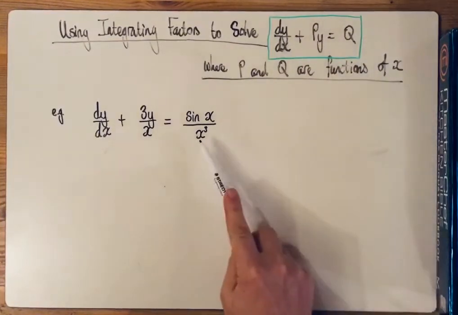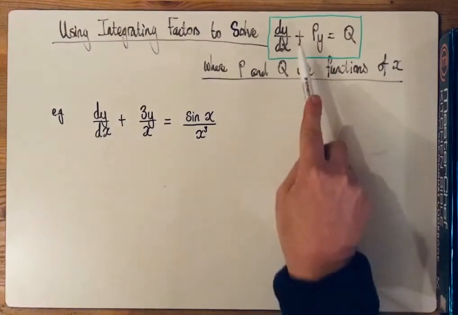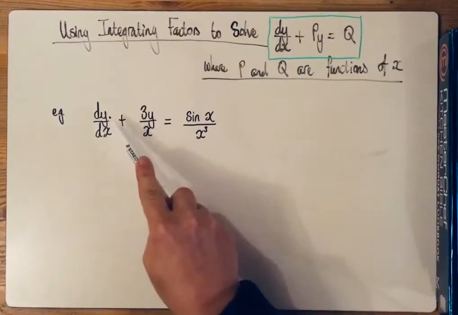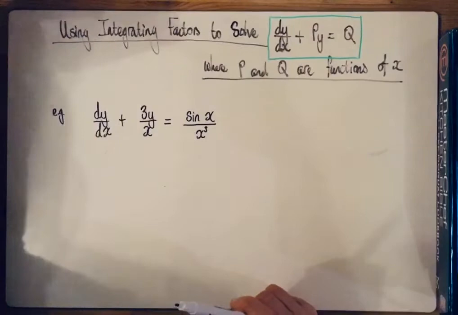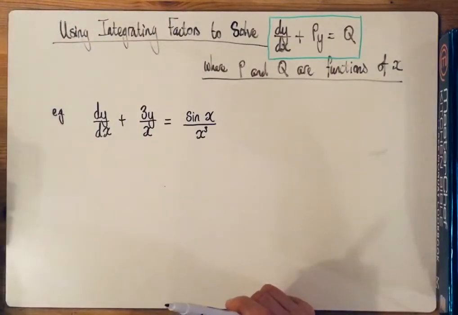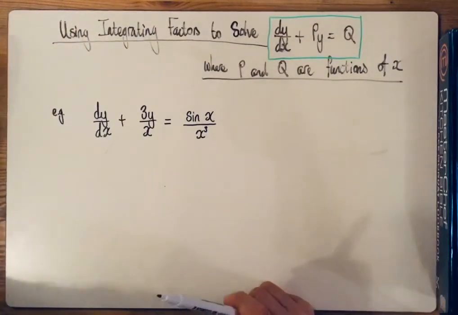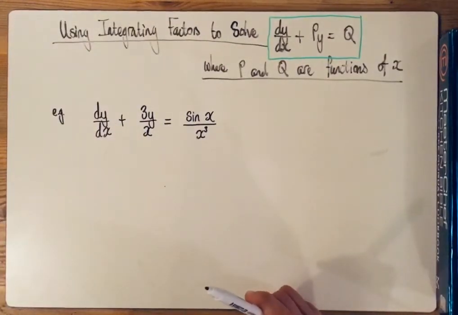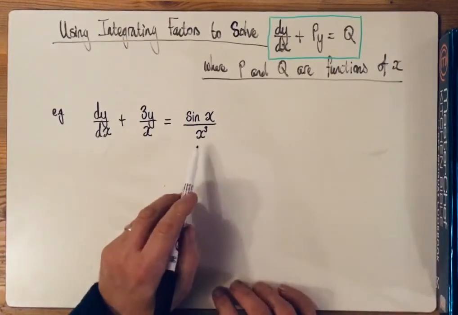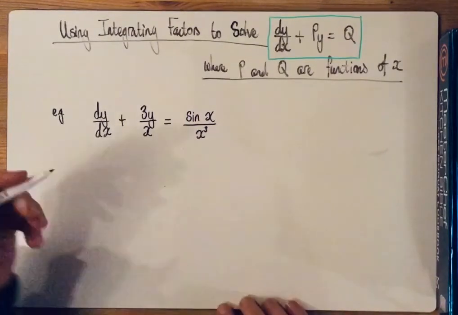So Q would be sin x over x cubed, P would be 3 over x, and then I've got a dy/dx and a y. They're the only y's in this equation, so just bear that in mind as well. For this one here, you can reverse the product rule by multiplying through by x cubed.